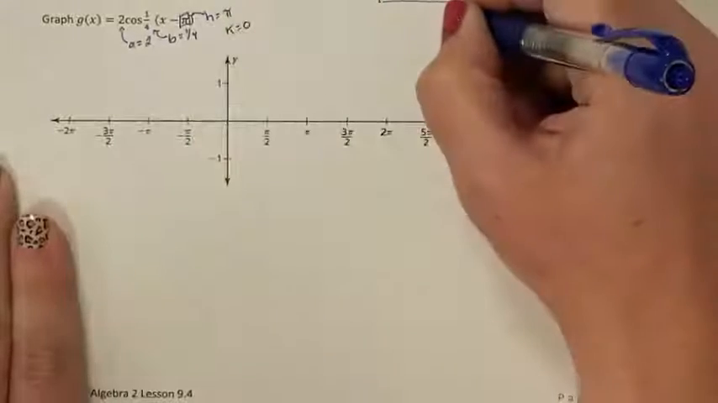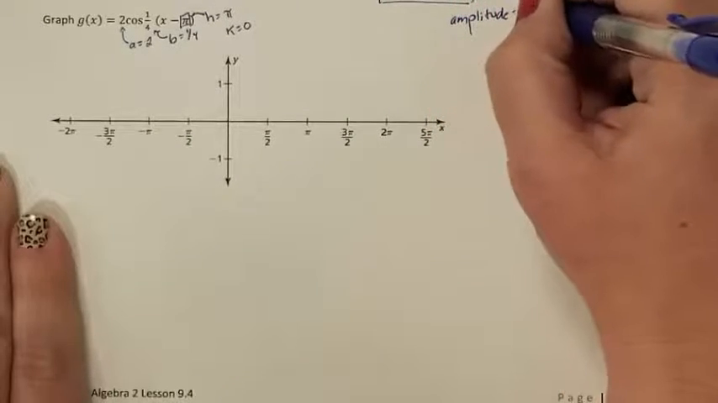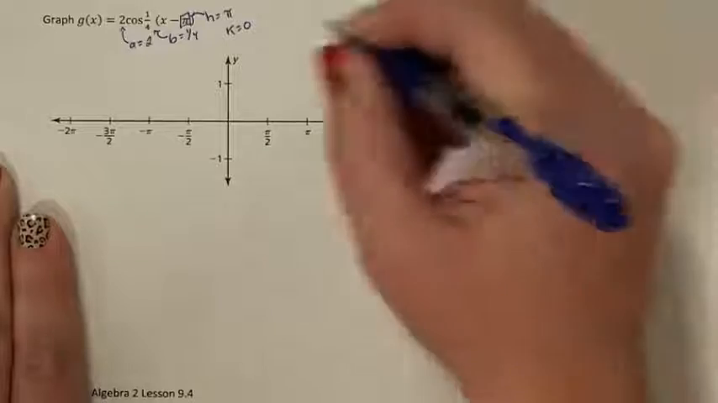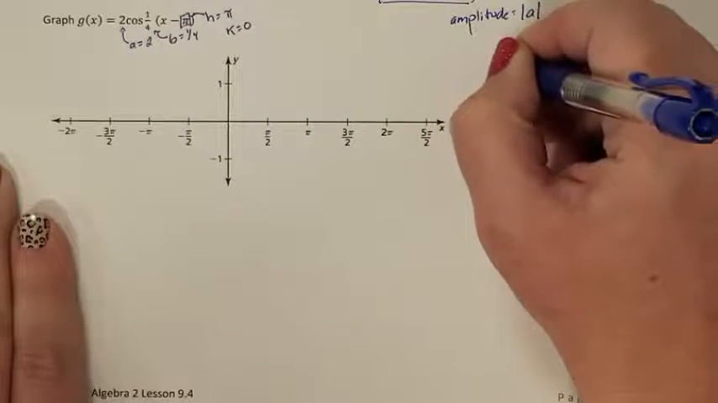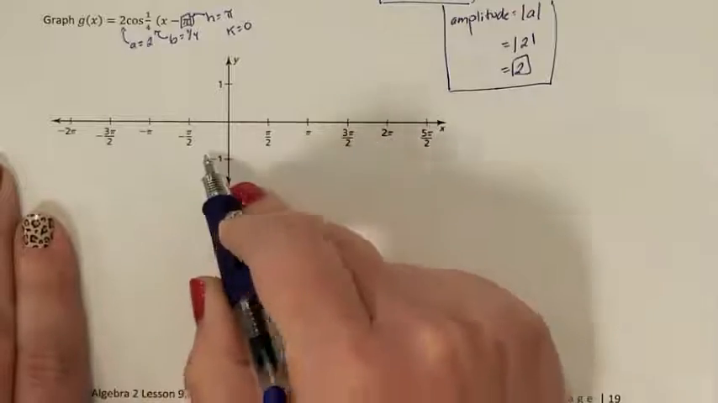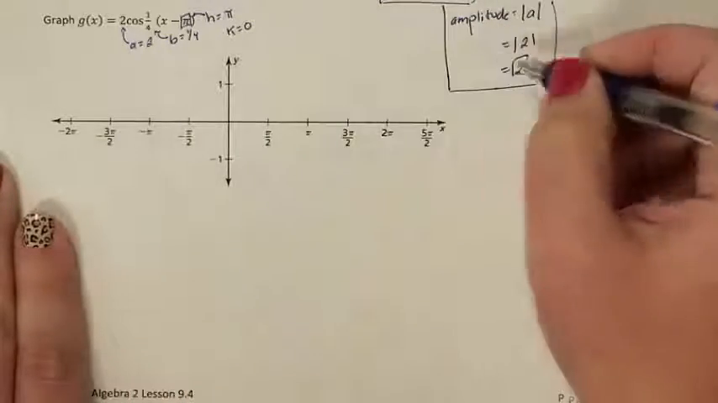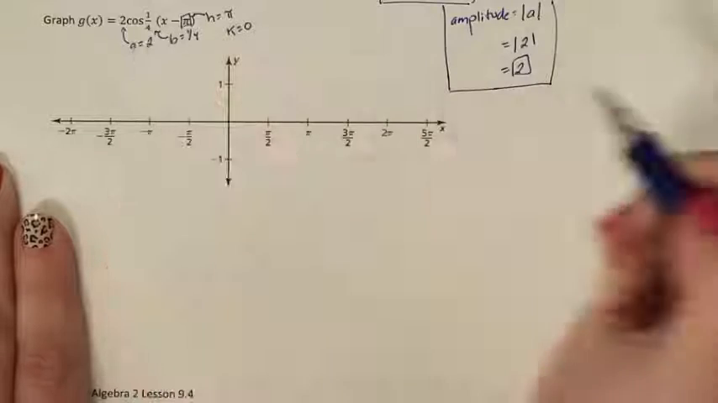To be able to graph this, we first need to find our amplitude. Amplitude is the absolute value of a, which is the absolute value of 2, which is 2. So when I find my midline, I know I need to go at least 2 up and 2 down from that midline to fit my cosine function.